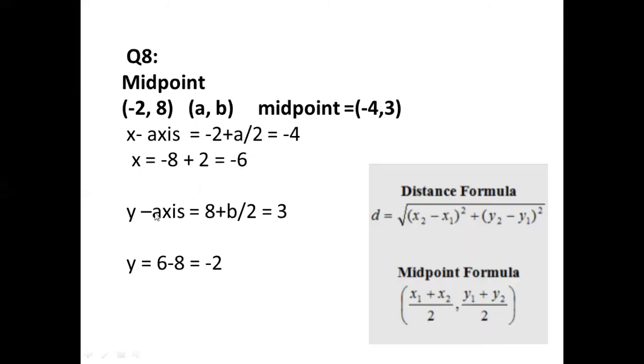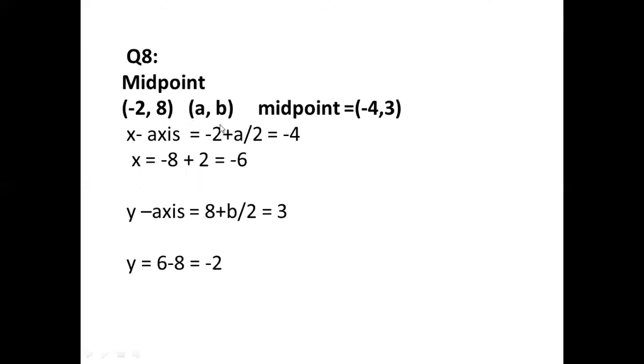For the y-axis, I know that the first is 8 and the other is b. 8 plus b divided by 2 equals 3. So when this 2 goes to the other side, it equals 6. Here 6 is equal to 8 plus b. When 8 goes to the other side, it's minus 8. 6 minus 8 is equal to minus 2.